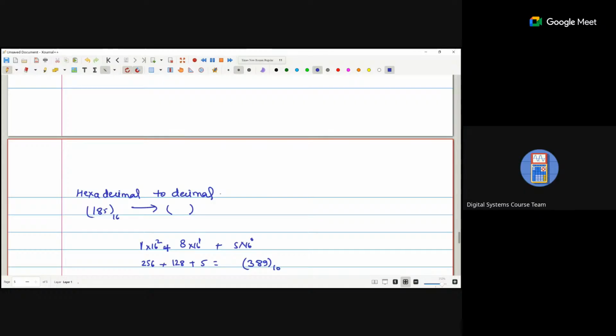Okay. And second way is convert hexadecimal into binary, then binary into decimal.